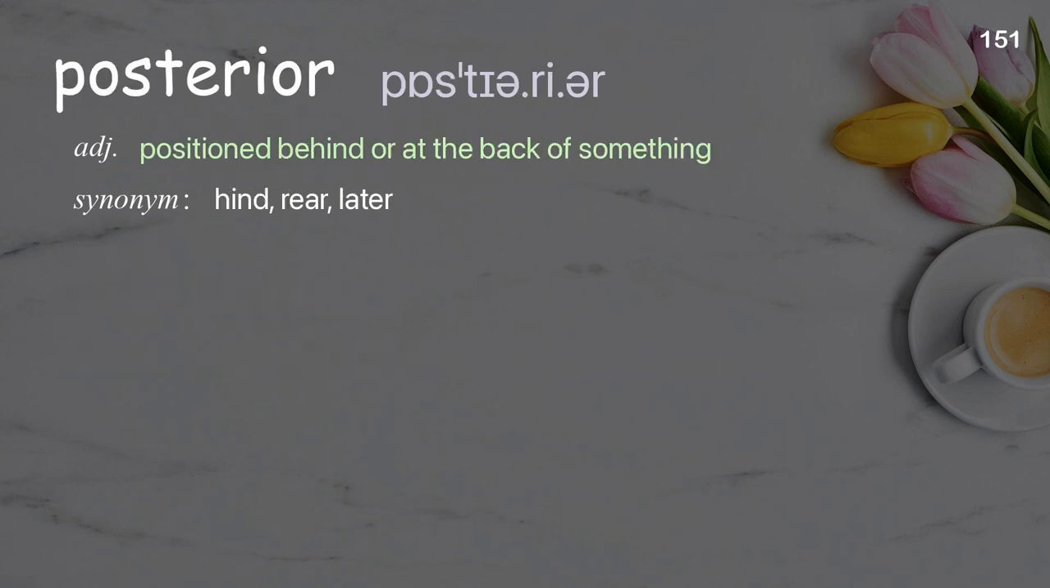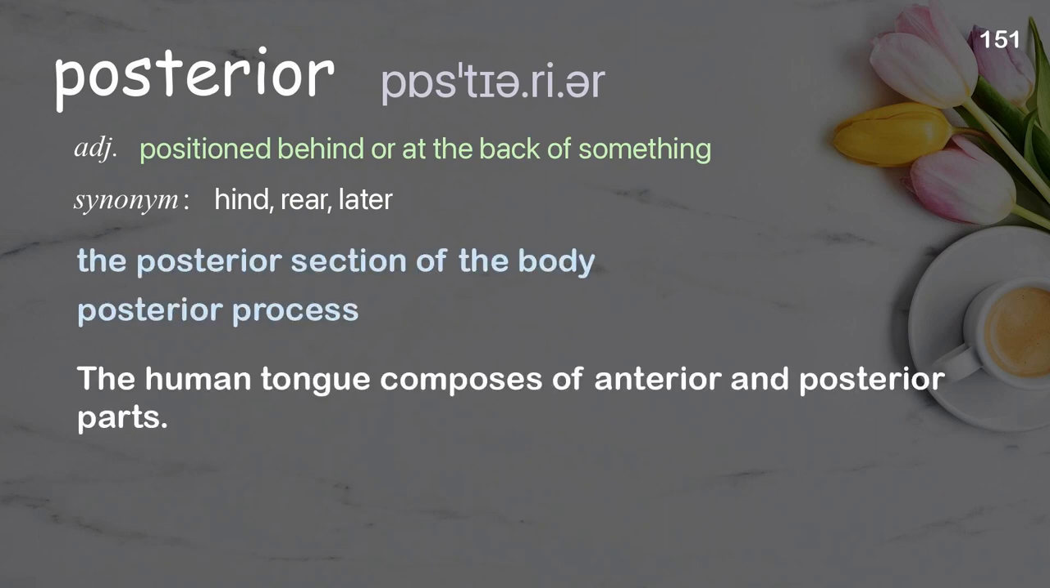Posterior. Positioned behind or at the back of something. Examples: the posterior section of the body. Posterior process. The human tongue is composed of anterior and posterior parts.